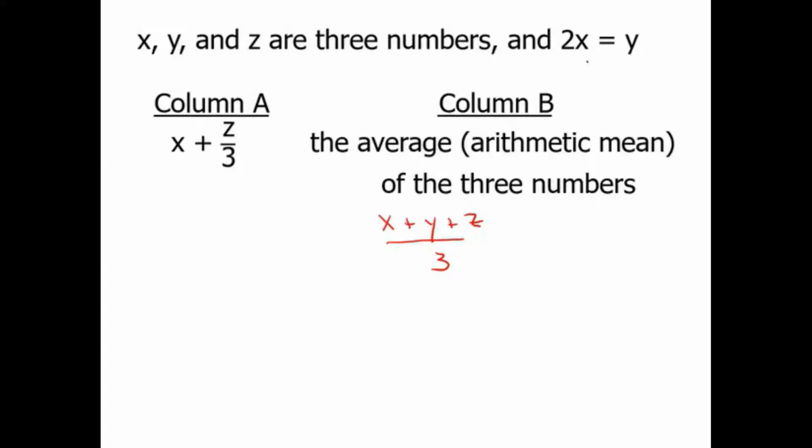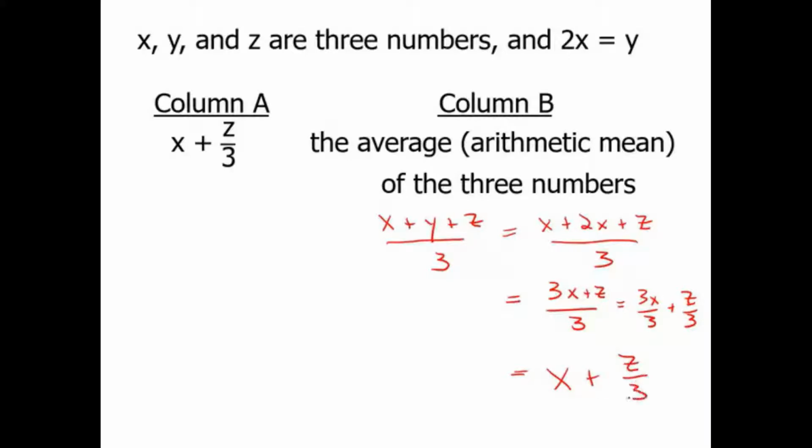But we can substitute here. We can replace y with 2x. So that's x plus 2x plus z over 3. And notice that is 3x plus z over 3. Now, of course, I could split that fraction up to 3x over 3 plus z over 3. And in the first fraction, the x's cancel. So that is just x plus z over 3. So we see that this average equals this expression completely. The 2 columns are equal. Answer choice C.